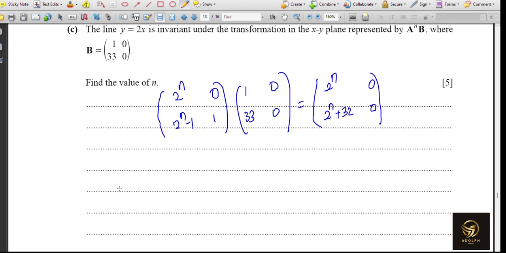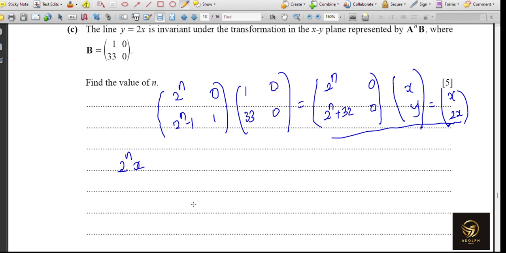And according to the given condition, if I am multiplying this matrix with the coordinates x and y, they said that the invariant line is x and 2x, because y equal to 2x, so y will be replaced by 2x. If I multiply this matrix, I will be getting 2 power n x equals to x. Then another one is 2 power n plus 32 into x equals to x.